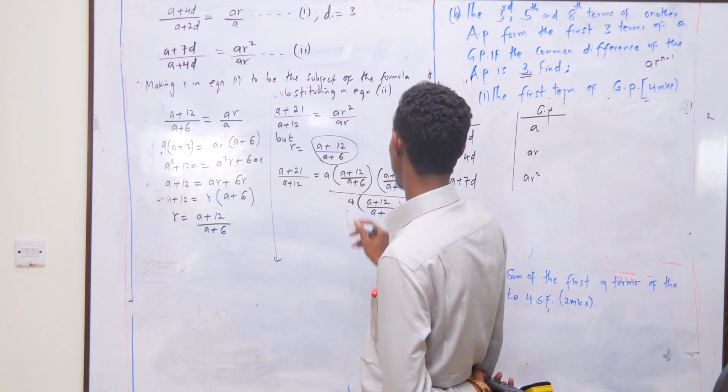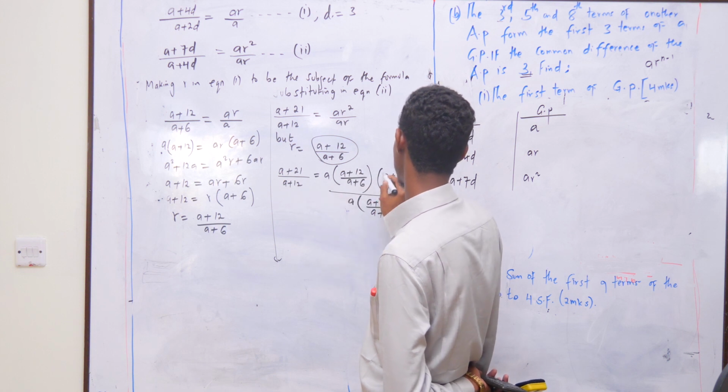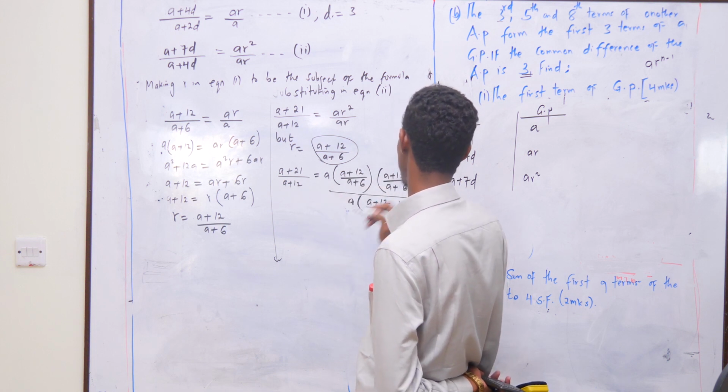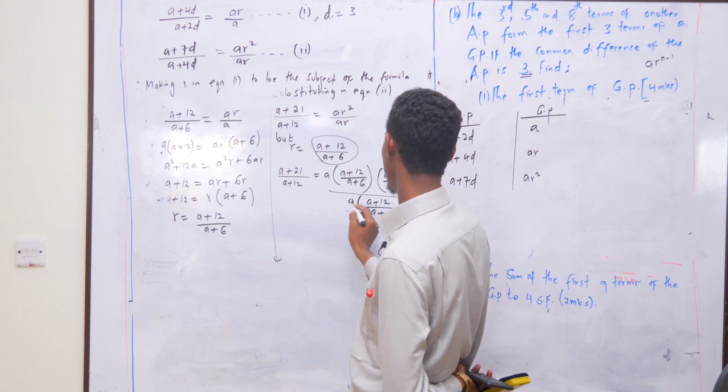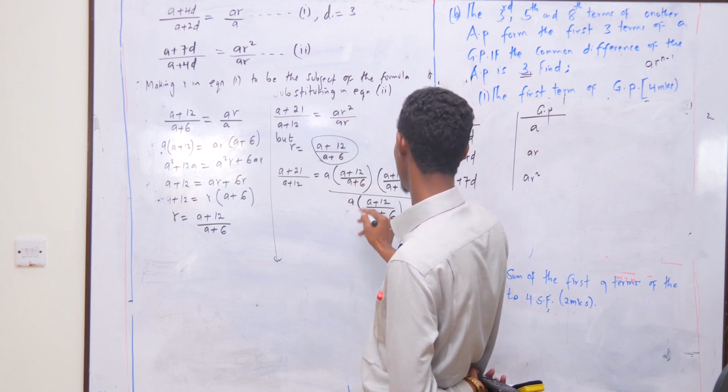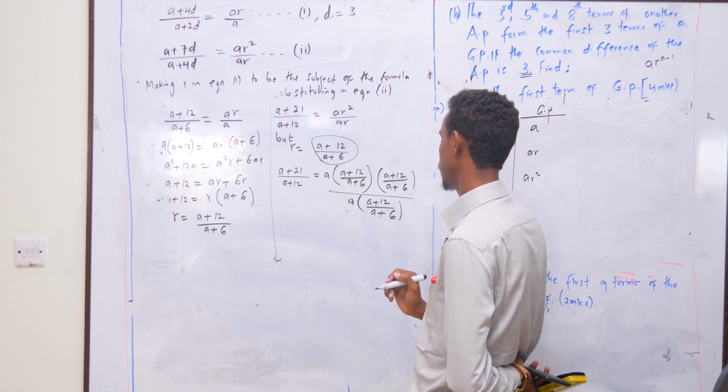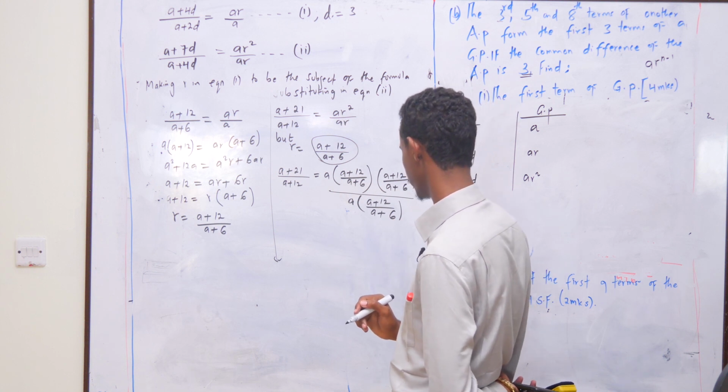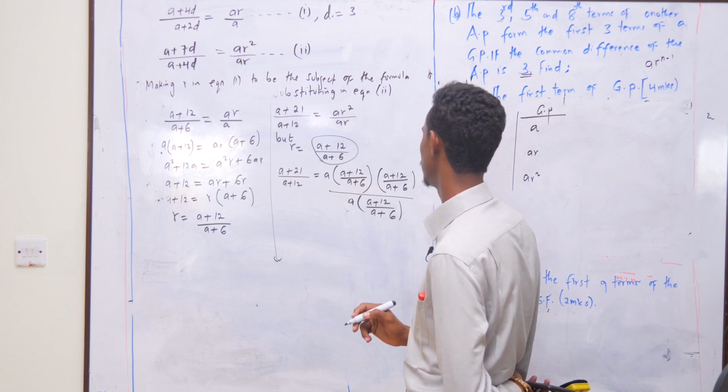This was the value of r. Now it will be (a + 12)/(a + 6) multiplied by (a + 12)/(a + 6), divided by again a into bracket the same r. We substitute (a + 12)/(a + 6). Now, class, what can we do from there?